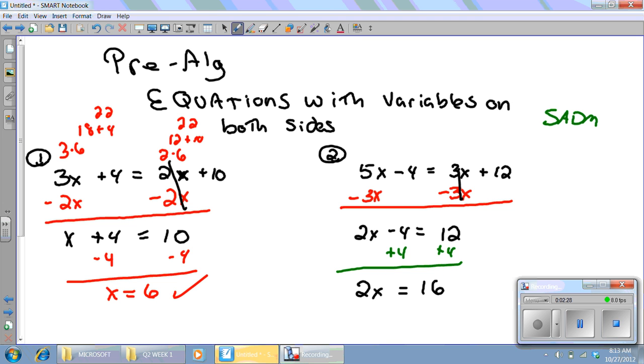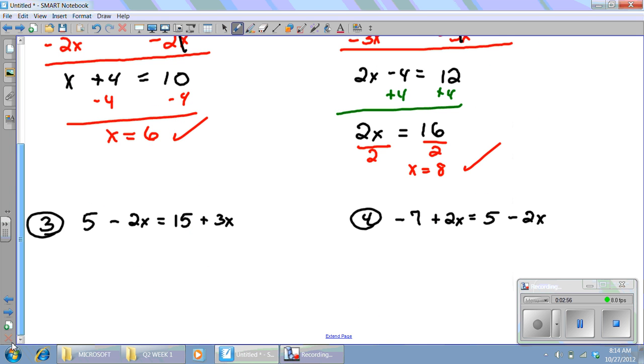And I get 2x equals 16. This is attached by multiplication. To undo it, I will divide. So x is going to equal 8. I can check it. 5 times 8 is 40, and 40 minus 4 is 36. Coming over here, 3 times 8 is 24, and 24 plus 12 is 36. And there you go. They are the same.